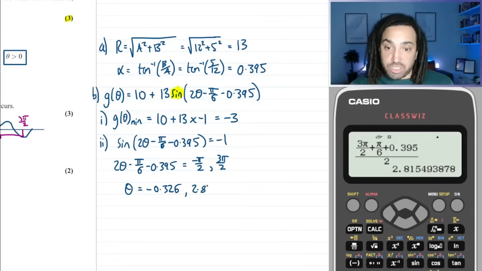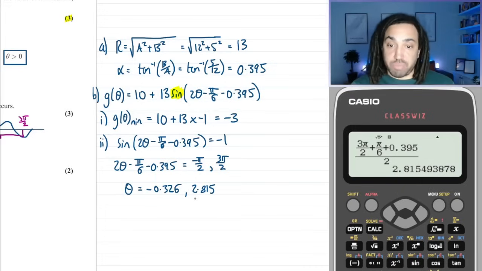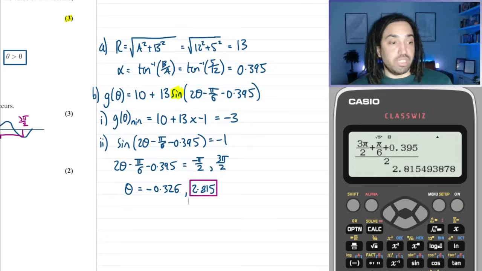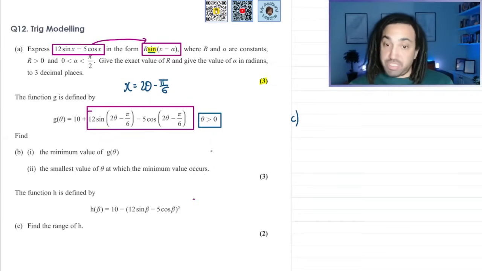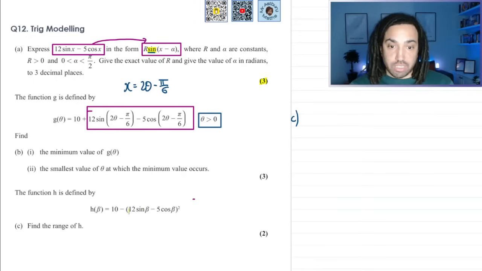So as trig functions, they have an infinite number of solutions. We just need to find the one which suits us best. And this is the one that we are looking for. Perfect.